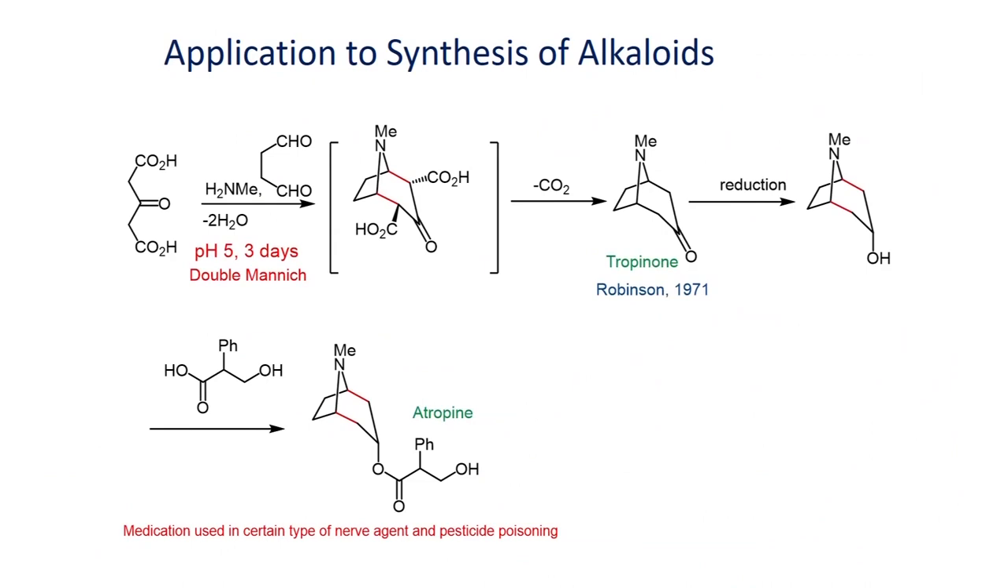Here an example is shown for the synthesis of alkaloids. Here the reaction of this dialdehyde with this primary amine and this carbonyl compound is shown. When you mix all three together and leave it in acidic medium for 3 days, they undergo double Mannich reaction to give this bicyclic ketone as the product.